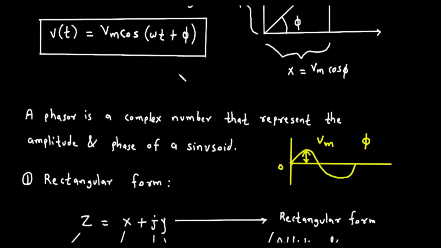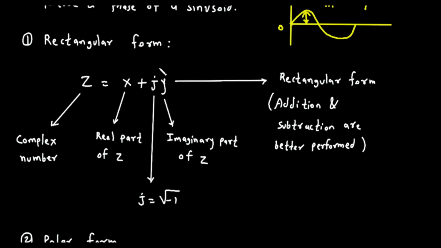First, we have the rectangular form. The notes show this as z equals x plus jy. Here, z is the standard letter used to represent a complex number. A complex number has two parts. The first part, x, is called the real part. You can think of this as the horizontal component of our phasor. The second part, y, is called the imaginary part. It's multiplied by the letter j.